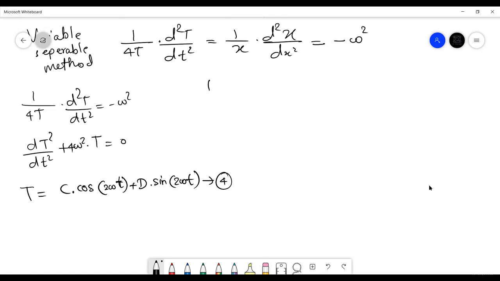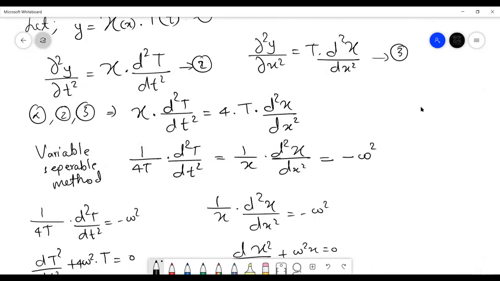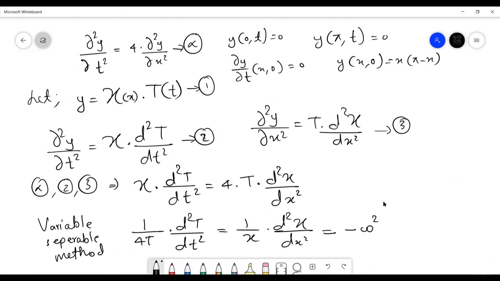Right. Similarly, 1 over X into d squared X over dx squared is equal to minus omega squared. So this gives d squared X over dx squared plus omega squared X equals 0. So X can be written as A cos omega x plus B sin omega x. So equation 5. So I am substituting both equation 4 and 5 into equation number 1, right?